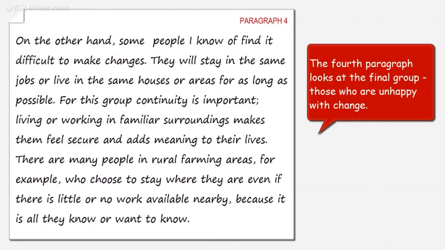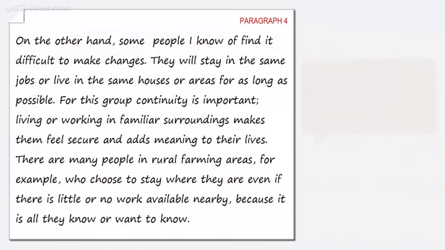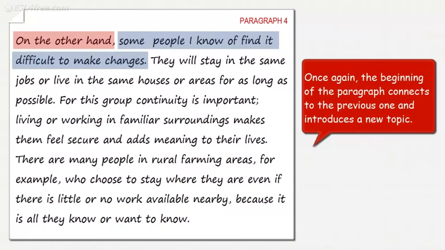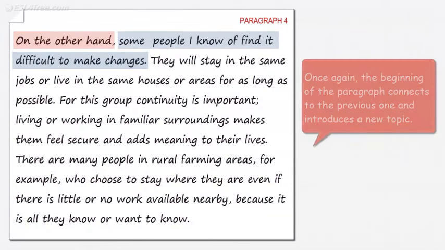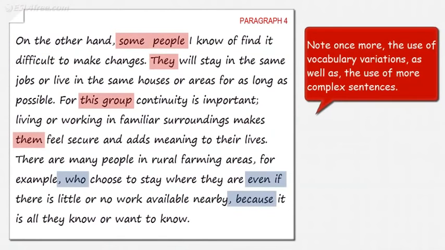There are many people in rural farming areas, for example, who choose to stay where they are even if there is little or no work available nearby, because it is all they know or want to know. Once again, the beginning of the paragraph connects to the previous one and introduces a new topic. Note once more the use of vocabulary variations, as well as the use of more complex sentences.